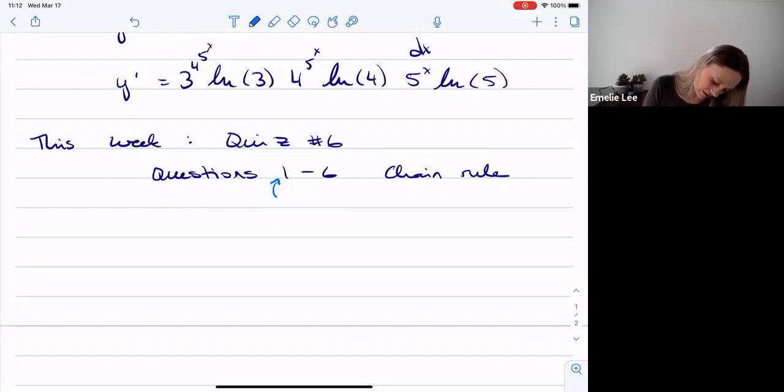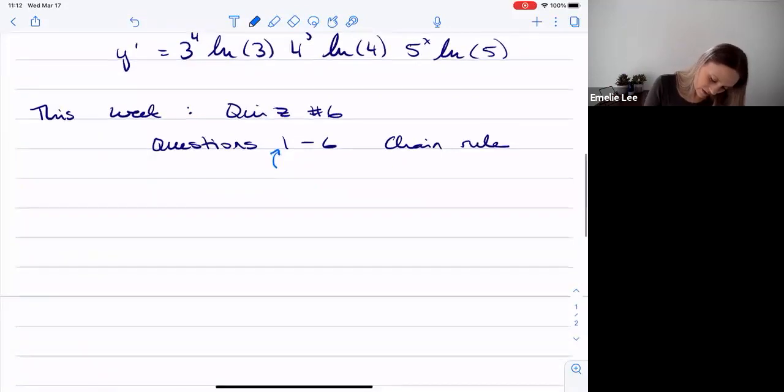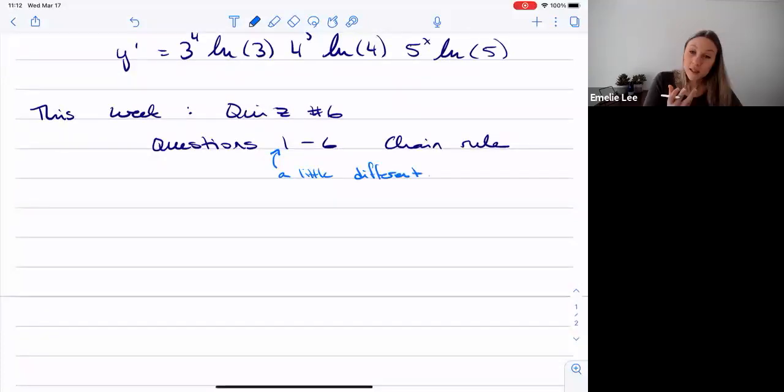Number 1 is a little different. If you want to have a booster right in the beginning, maybe go to question 2 and do a couple of those, get in the groove, and then you can go back to question 1. I just want to give you a heads up that it's a little bit weird, but you should definitely have enough time.